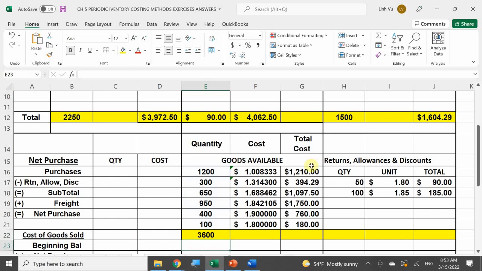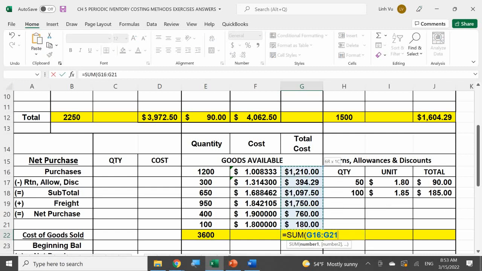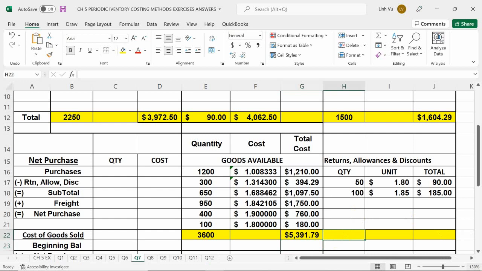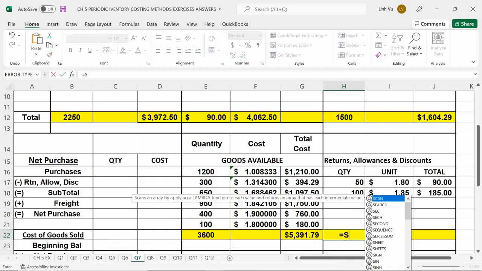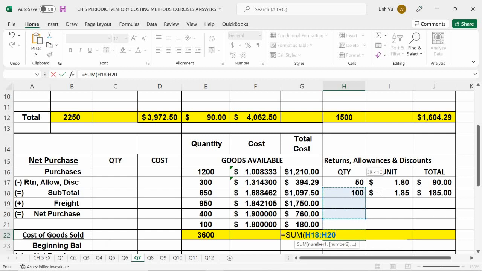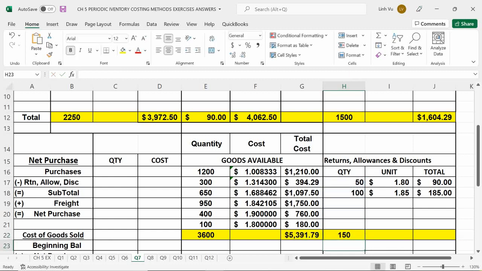$3,600. Okay. What is my total? I'm going to go ahead and solve this for you guys. The total goods available cost is going to be $5,391.79. What was my total amount of returns? 150 units at a total cost of, what was my total refund? $275.